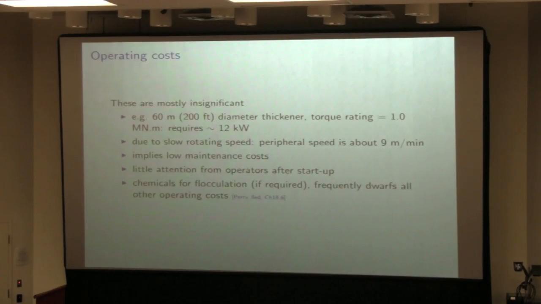So here's a very large tank, 60 meters in diameter, 30 meters radius. That rake, just to give you an idea, is using 1 million newton meters of torque. That comes to a power of 12 kilowatts. What would be the daily operating cost of that at today's electricity costs? Rough figure.